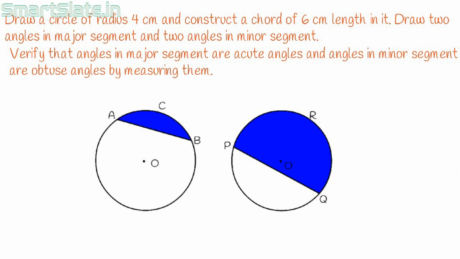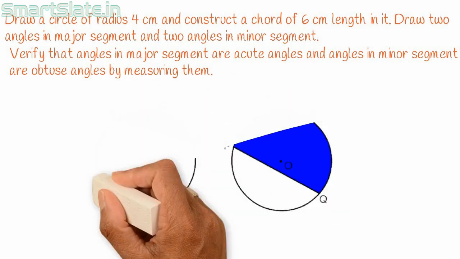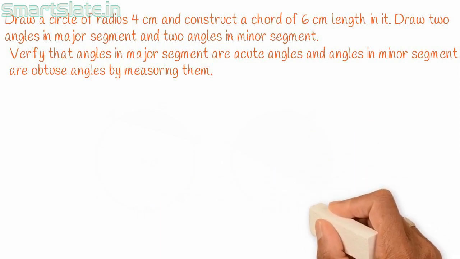In first figure, it is minor segment. Minor segment does not include center of the circle. Segment is formed outside of it. The second figure shows major segment. In major segment, the center of the circle either falls on the chord or else included in the segment. There is one more unique property about these segments. In minor segment, angles are always obtuse angles, whereas in major segment, angles are always acute angles. Well, that is what we are going to verify in this problem.